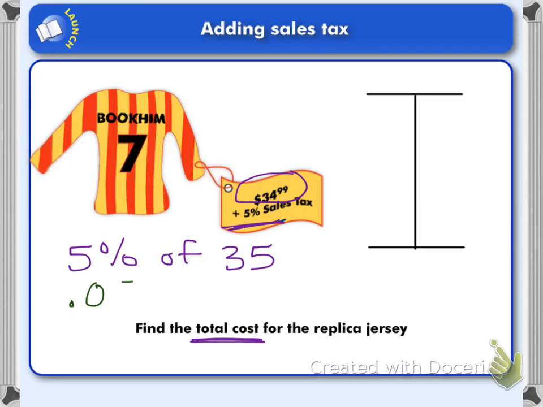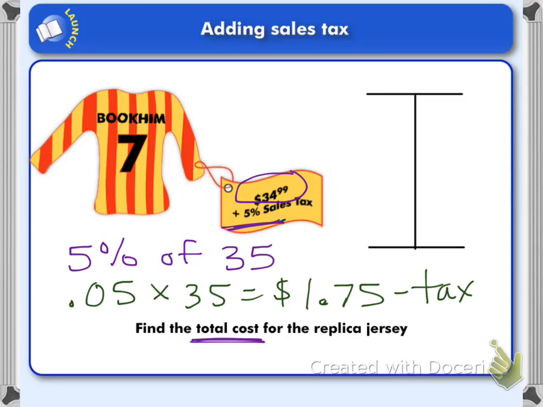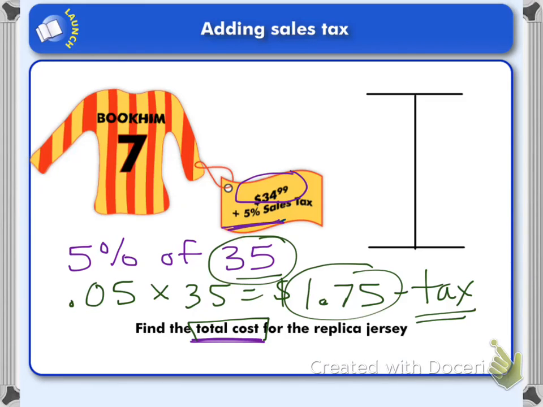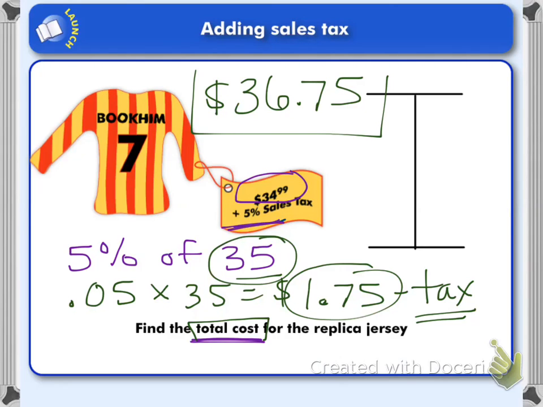Okay, so hopefully you found that 5% of 35 equals $1.75. And again, what does that $1.75 mean? That means that's the sales tax that I have to pay, the extra money that I have to pay on top of my $35. So for the total cost, hopefully you realized you needed to add these two things together. So the final cost of my jersey should be $36.75 with the sales tax I added on.